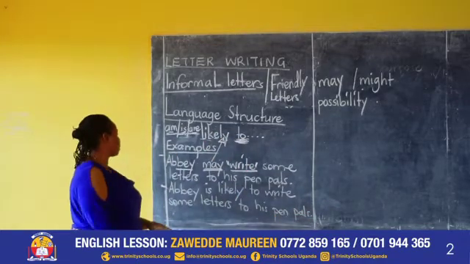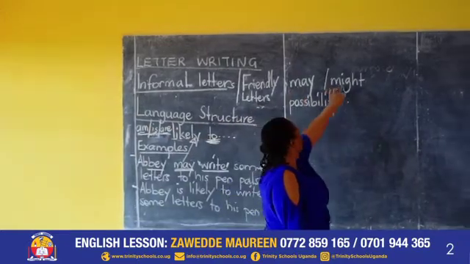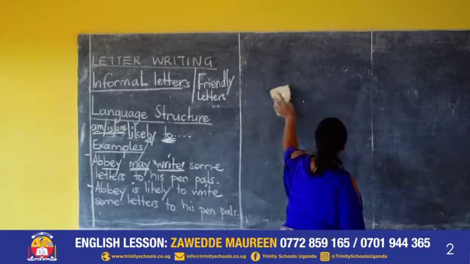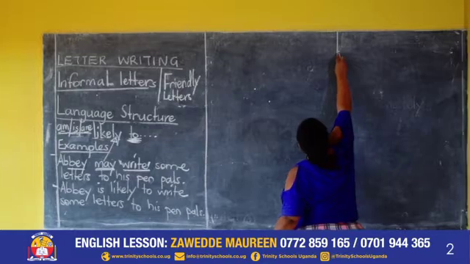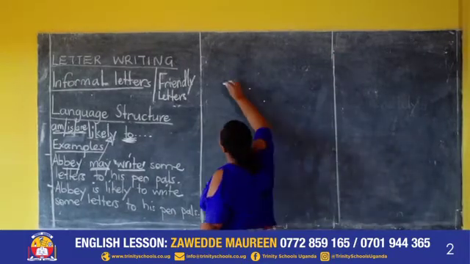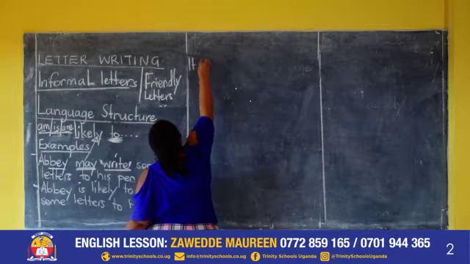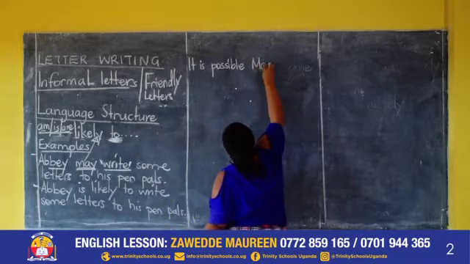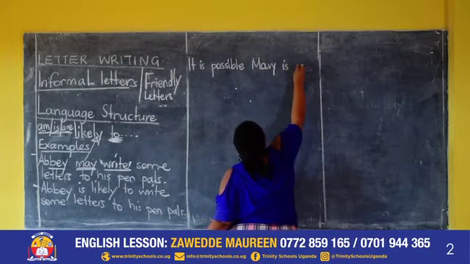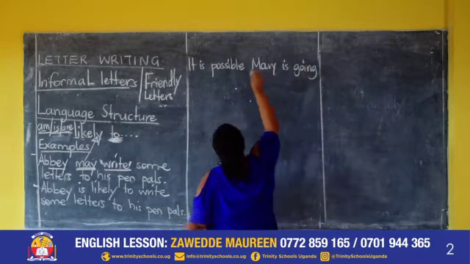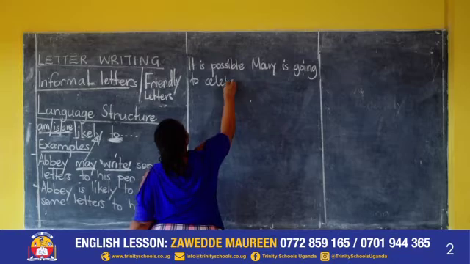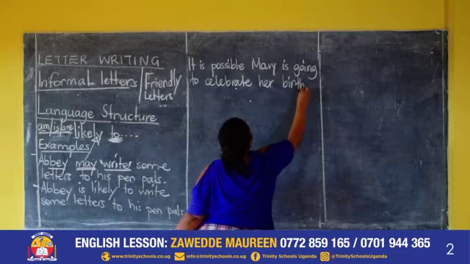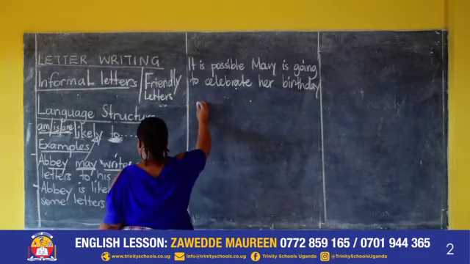So candidates, this word likely is one of the words that I line with its meaning. So whenever I find them in a sentence, I have to replace them. I can still say, it is possible Mary is going to celebrate her birthday.